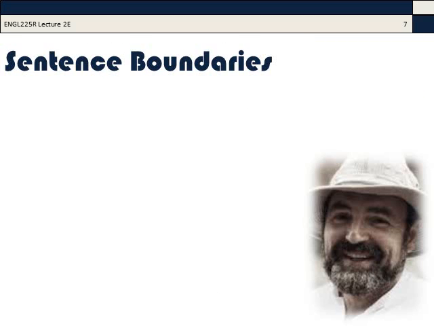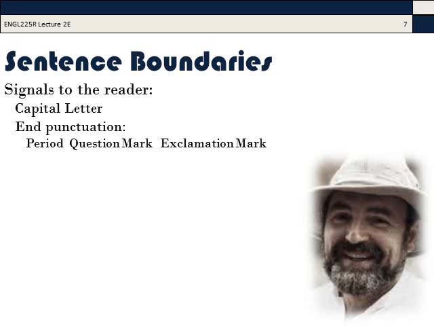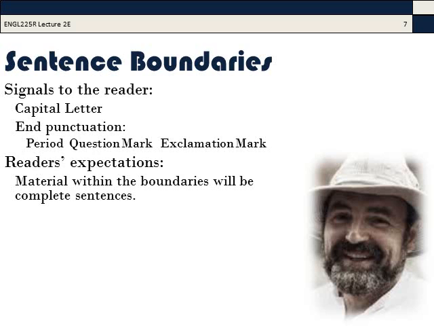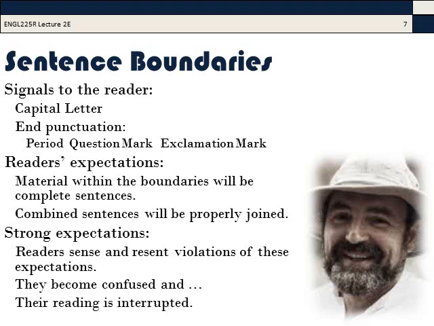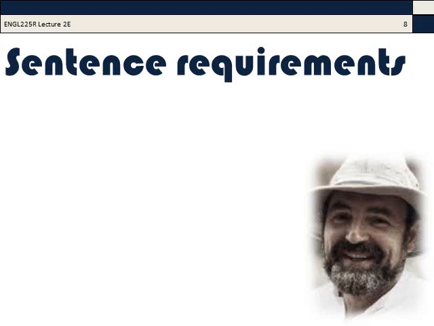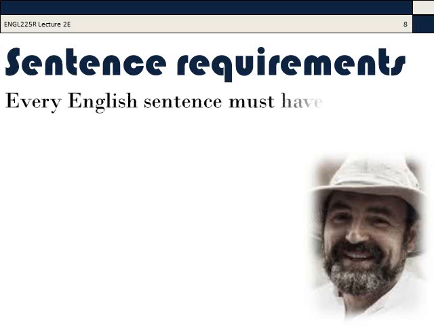Now, before going any further, let's establish what we mean by a sentence boundary. This is a signal to the reader, a capital letter beginning the sentence, an end punctuation ending the sentence. Now, readers expect that the material within these boundaries will be complete sentences, and if they're combined, they'll be properly joined. Readers sense and resent violations of these expectations. They become confused, and the reading is interrupted. If your sentence boundaries are going to work, therefore, you need to understand the requirements for a sentence.